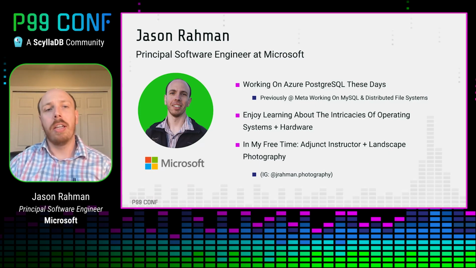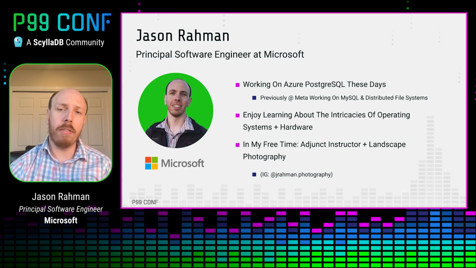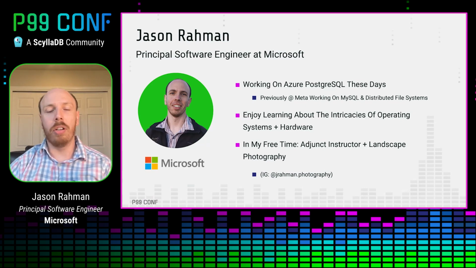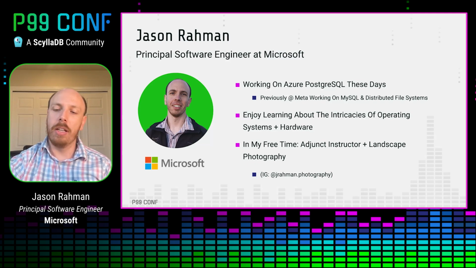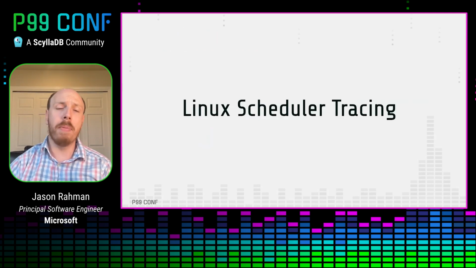But first, some quick introduction. I am a principal software engineer at Microsoft. Currently I'm working on Azure PostgreSQL. But previously, I was at Meta working on both MySQL and distributed file systems. I love learning about low-level operating systems and hardware. And in my free time, I'm an adjunct instructor for a computer hardware class and also do landscape photography on the side. So, a few quick highlights about myself. Let's go ahead and jump in.